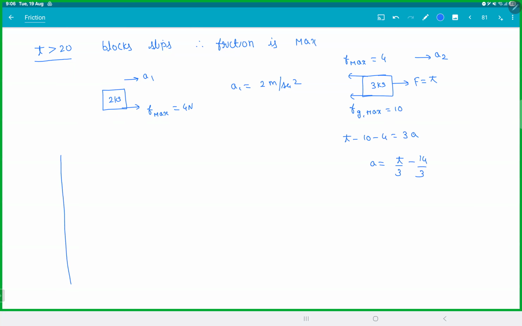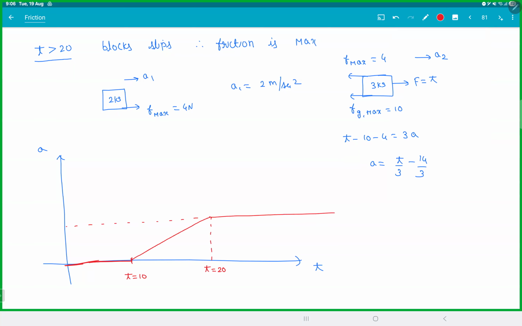So if you try to plot the graph, now the graph has actually 3 parts. First, for 10 seconds, no one moves. So the graph will be a line passing through this thing. And then the graph increases till 20 seconds. Then the graph becomes constant. This is the 2 kg block scenario.